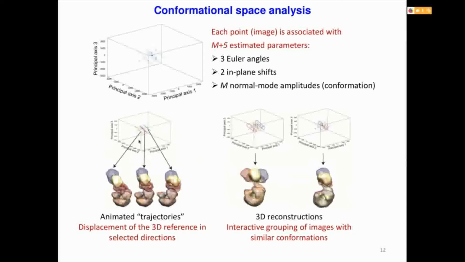then you can compute with our graphical interface the animations, the molecular movies. Or, because for each image, each point here, through our image analysis we determine 3 Euler angles, 2 in-plane shifts, plus the conformation, you can group the images and compute 3D reconstruction from the regions where you have images that are more dense and close to each other.